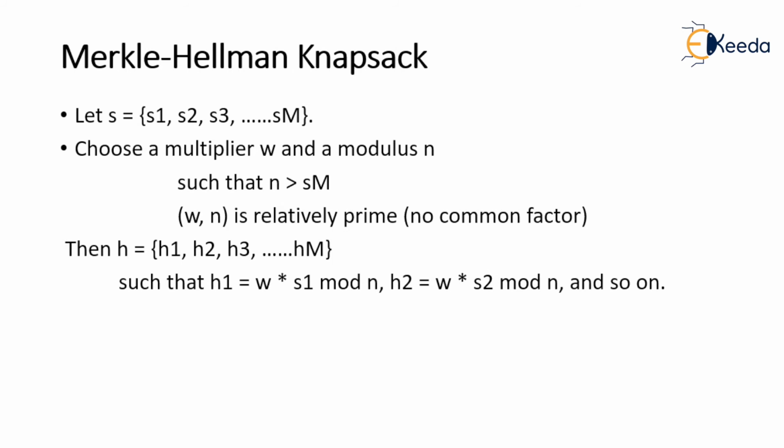This is just an example wherein a set is given: S1, S2, S3, up to SM. We just have to choose a multiplier W and a modulus N such that N should be greater than the last element of your set. And this condition should also be satisfied: W and N must be relatively prime, with no common factor between them. And then H1, H2, till HM, such that H1 is the multiplication of your multiplier W with the single elements of your previous set, modulo N, that is the single elements of your main set, which then gives you the normal knapsack.